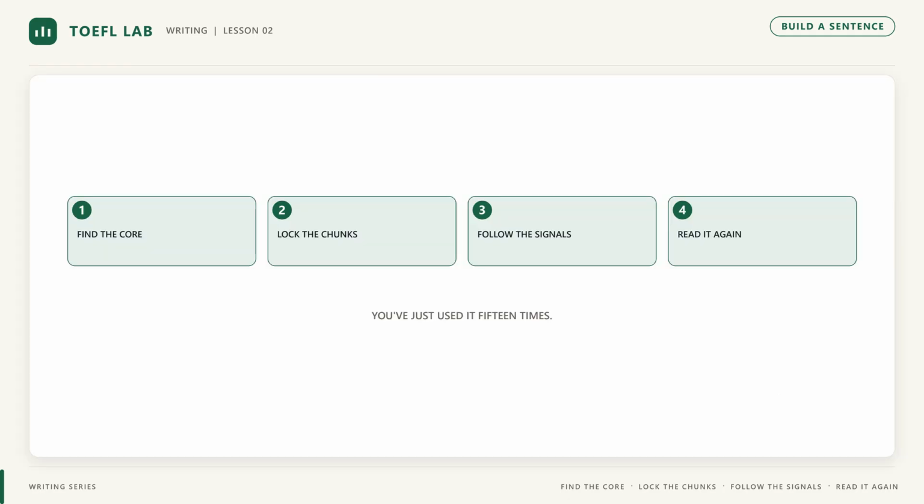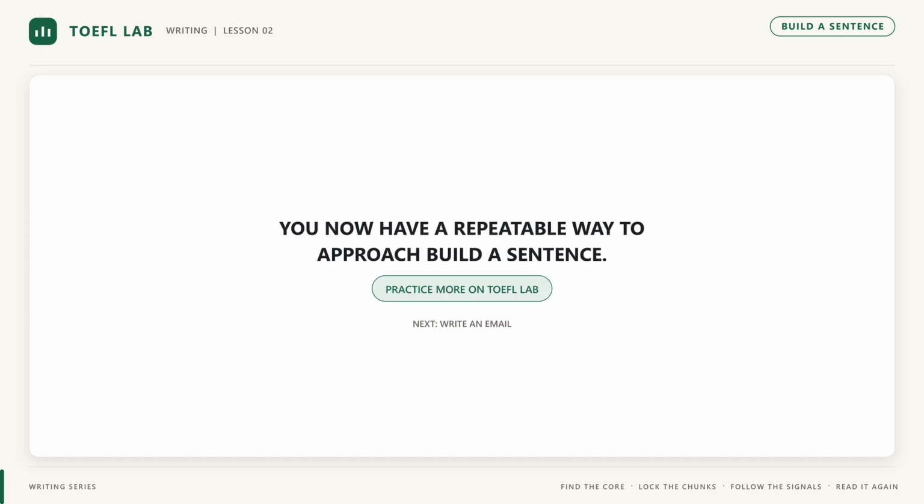4 steps every time: find the core, lock the chunks, follow the signals, read it again as a reply, not just a sentence. That's the whole method, and you've just used it 15 times on the real TOEFL Lab interface. You now have a repeatable way to build a sentence.